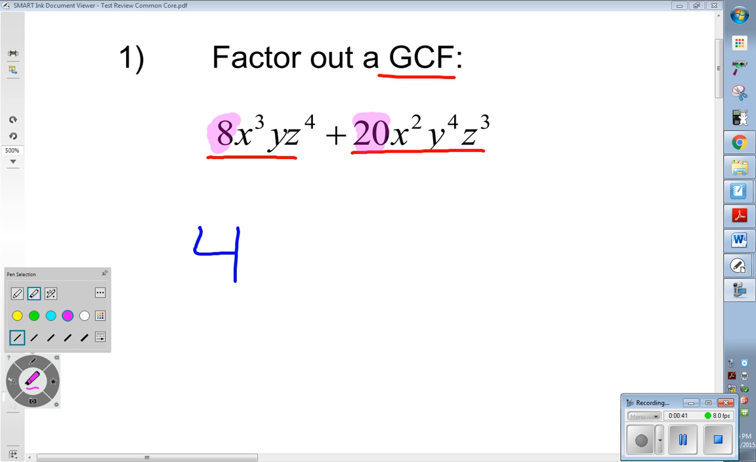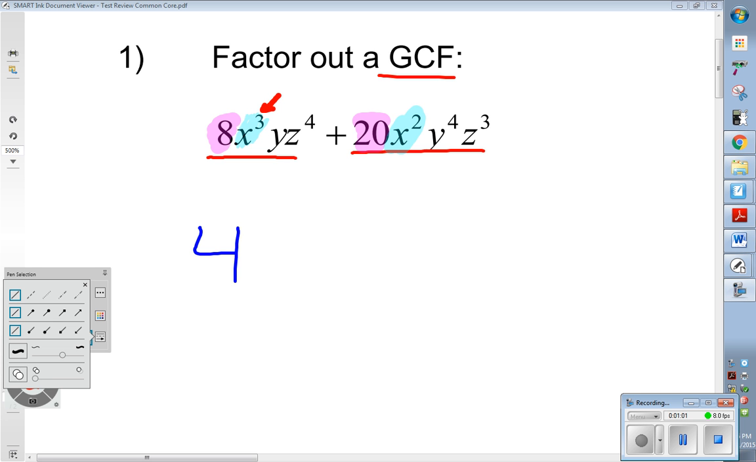Okay, the next thing I'm going to do is look at the next part. I've got an x cubed and an x squared. So I need to think, what can I take out? What's the biggest thing they both have in common? Well, they both have at least an x squared, so I'm looking at exponents. Since I have at least an x squared, I can take an x squared out of both things.